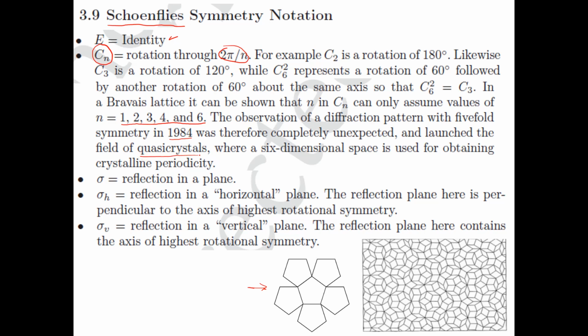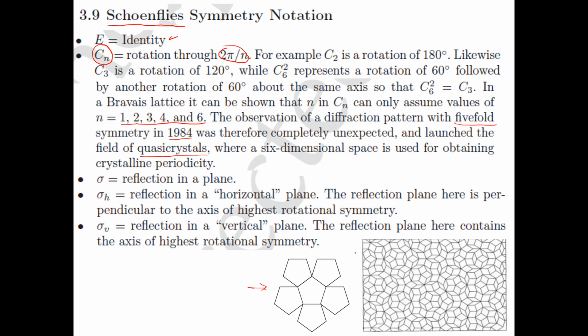Quasi-crystals are intermediate structures between crystals and amorphous systems, in the sense that they are not periodic, so they don't have long-range translational order, but they have orientational long-range order. And surprisingly, in 1984 they found that quasi-crystals have very sharp X-ray diffraction peaks, which is a signature of long-range order, but they had five-fold rotational symmetry.